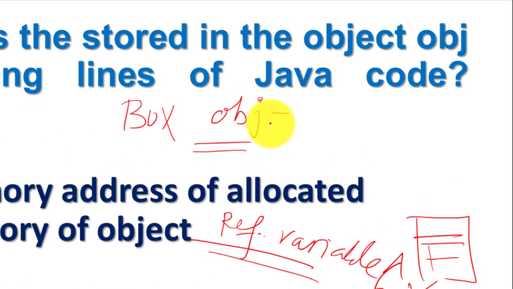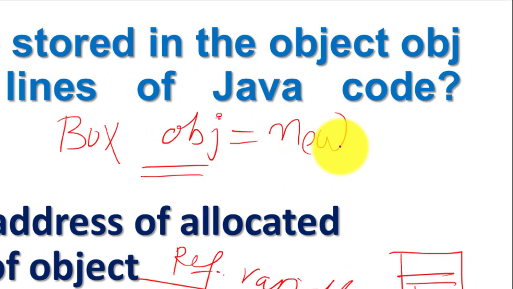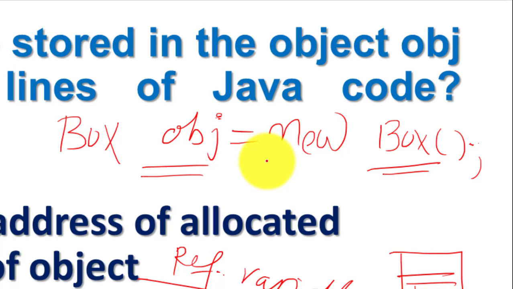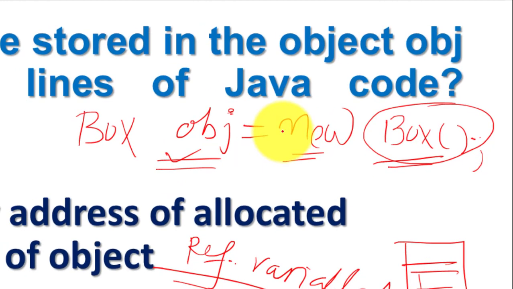Now, to create an object, you have to use the new keyword, and then you write the name of a class, for example, box. This is a constructor. New is the word which allocates memory to this object. So now you have created an object inside memory. Now this object is pointed to by a reference variable called obj.